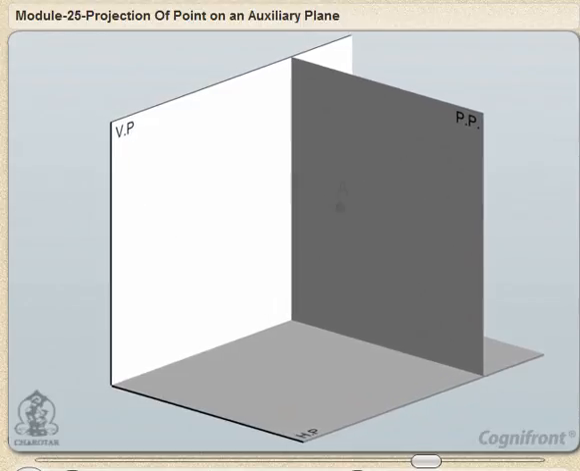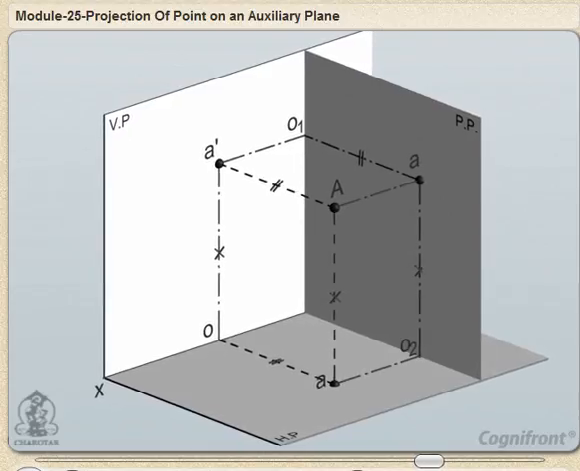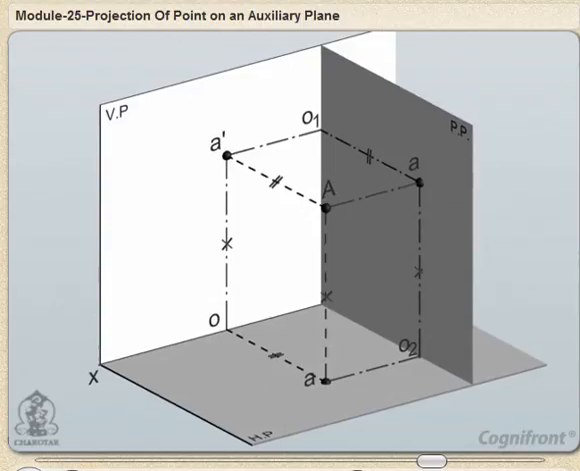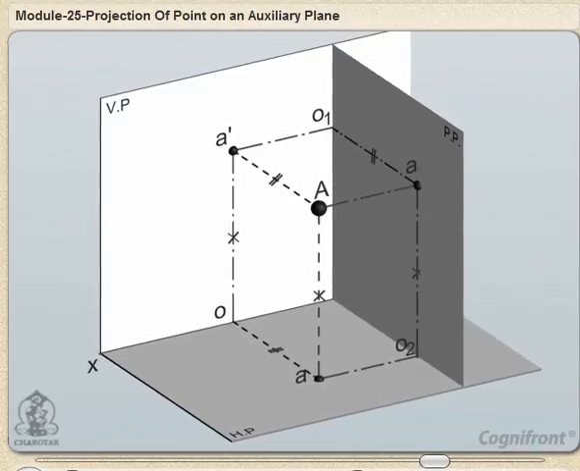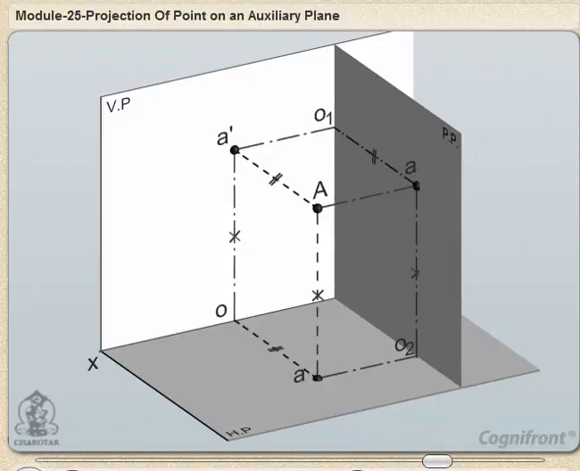Projection of a point on an auxiliary plane perpendicular to both the principal planes. In the figure, A is a point, PP is an auxiliary plane perpendicular to the HP and the VP, and A1 is the auxiliary view projected on the PP. It can be seen that A1O2 is equal to AO, which is equal to AA', the distance of A from the HP. Also, A1O1 is equal to A'O, which is equal to AA', the distance of A from the VP.